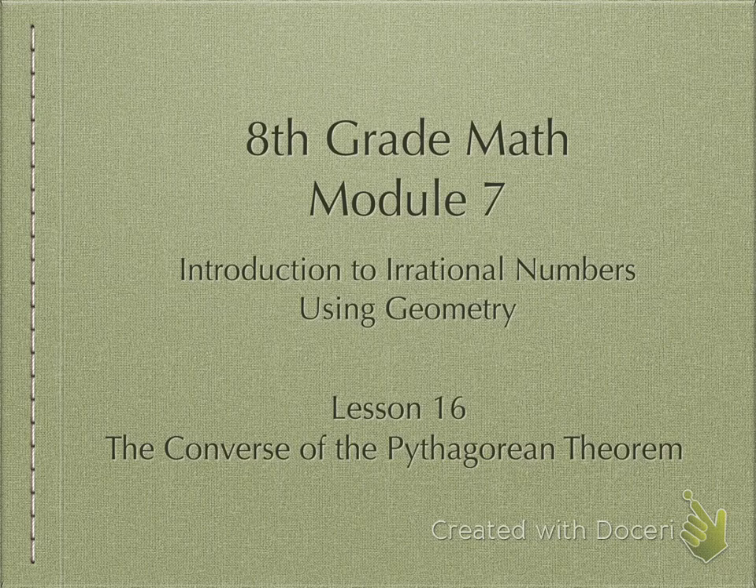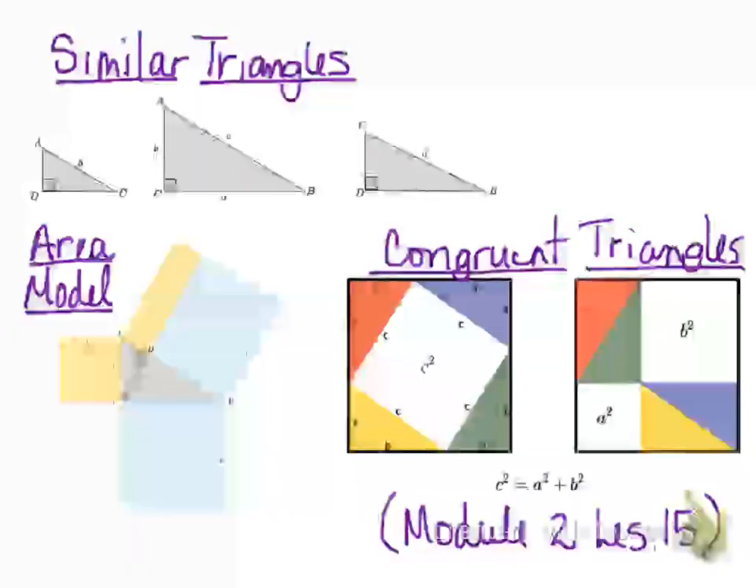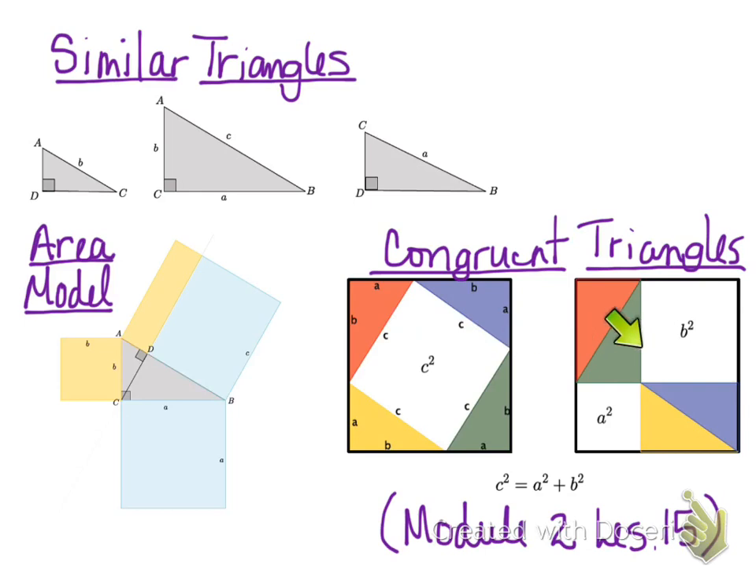But first, let's just review our proofs of the Pythagorean theorem. So we've done 3. Back in module 2, we did this proof. Oh, this was module 2, lesson 15, so the converse must have been lesson 16. But anyway, this was a proof from congruent triangles, which I'll talk about in just a minute. But first, let's review the proof from similar triangles.